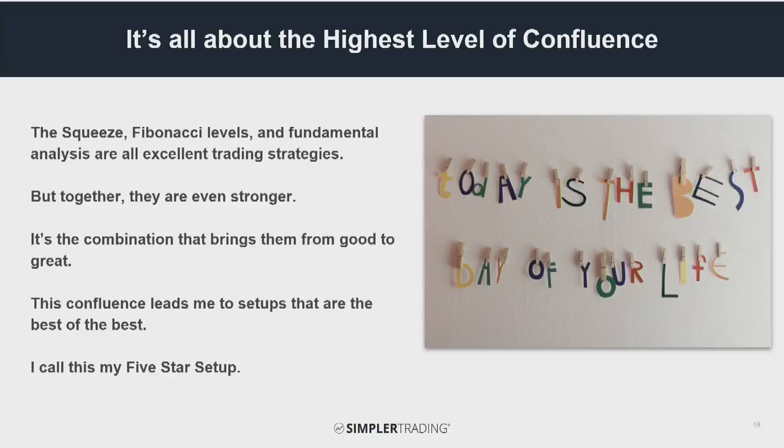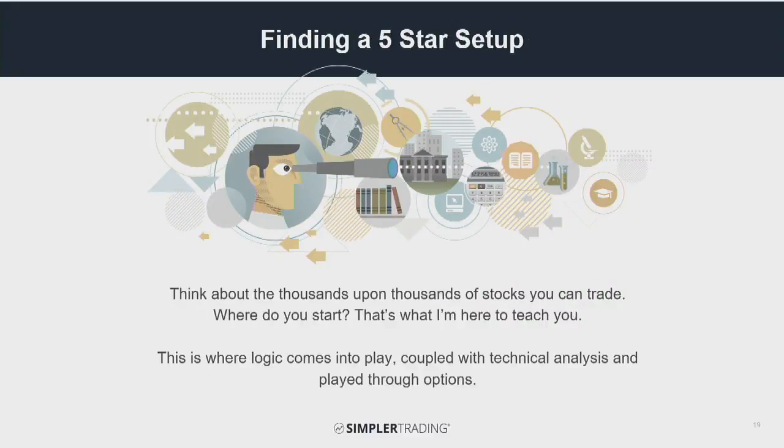So what are we looking for? We're looking for the highest level of confluence. We want the squeeze, fib levels, fundamental analysis. These are all excellent trading strategies, but together they're even stronger. It's the combination that brings them from good to great, and that is what I call the 5-star. So how do we find it?